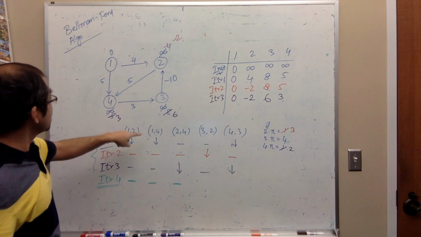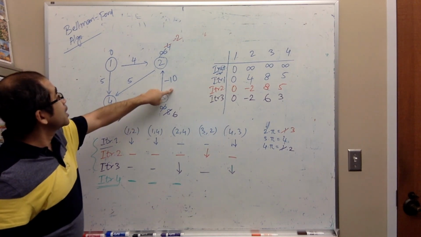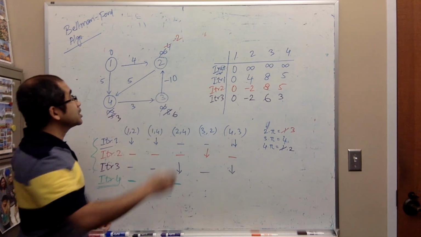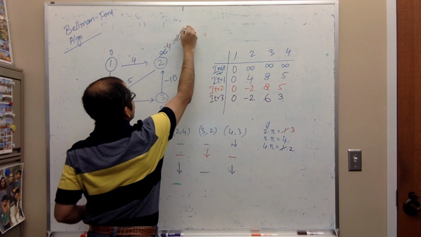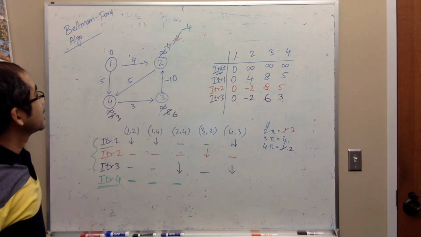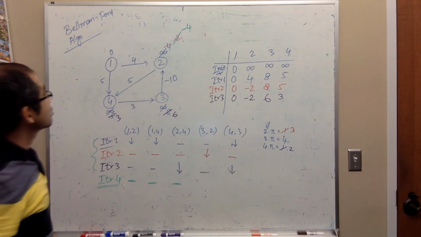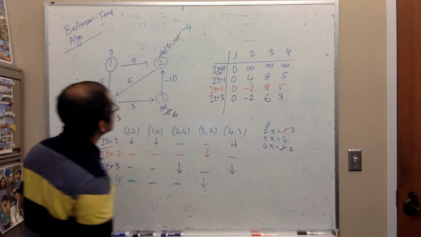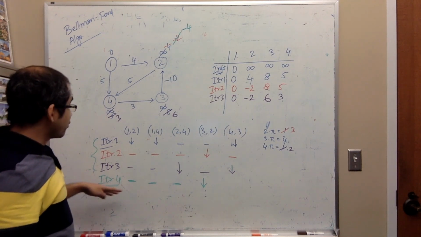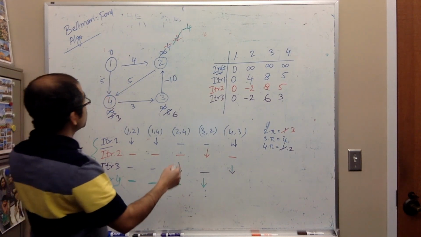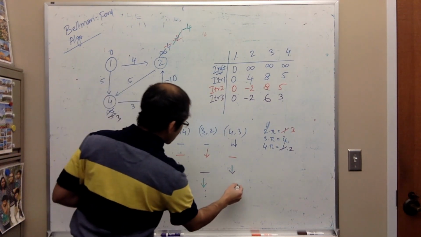Now you see 3 to 2, 6 minus 10, which is minus 4. 6 minus 10 is minus 4, right? Yes, minus 4. So this distance estimate got changed. See, it's the 4th iteration and still a distance estimate got changed. And 4 to 3, 3 plus 3, 6. So this one does not change.